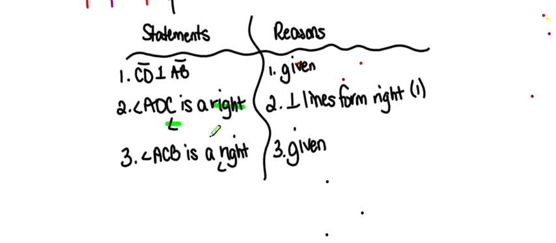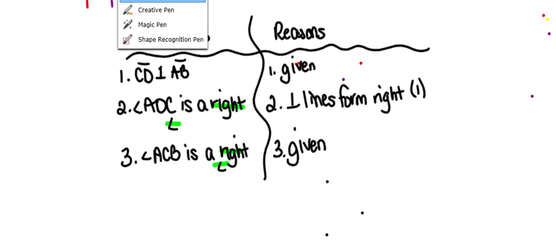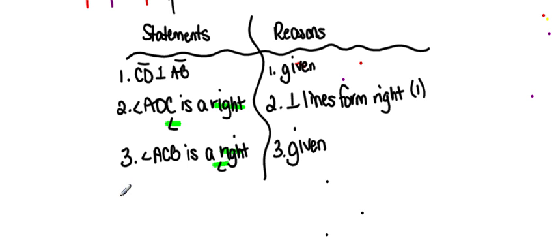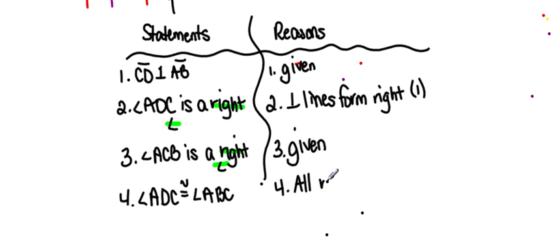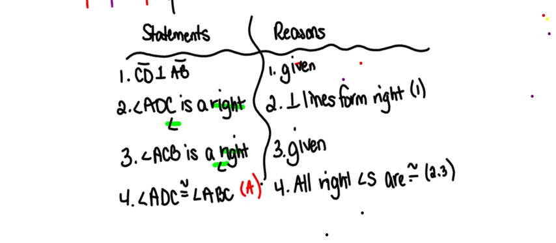So now I've got these two angles that are right angles. Because they're both right angles, it must follow that they're congruent to each other. So that's going to make angle ADC congruent to angle ABC, and that's because all right angles are congruent. I'm going to cite statements 2 and 3 because that's where I had my right angles. So there's one pair of congruent angles.